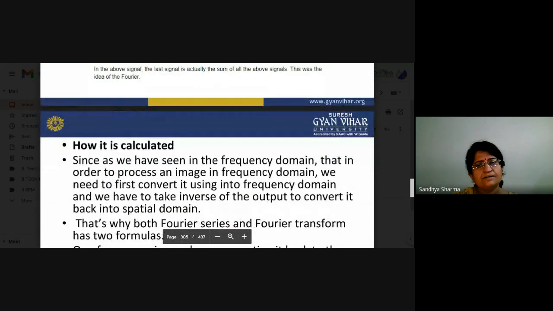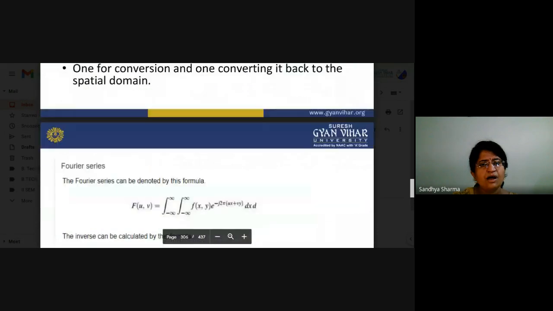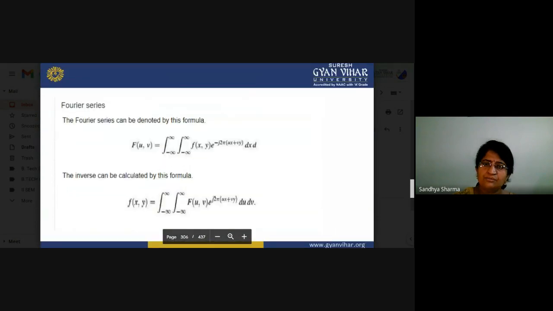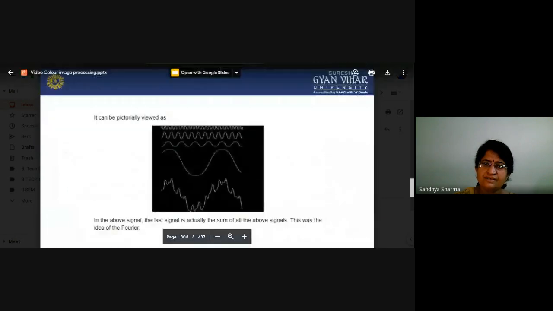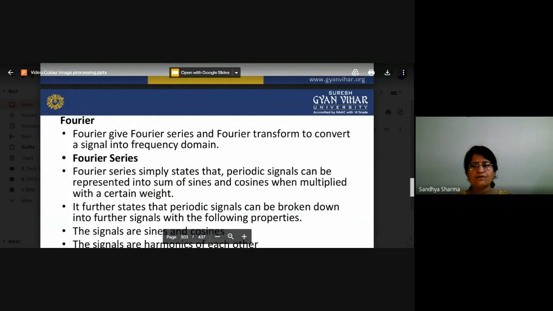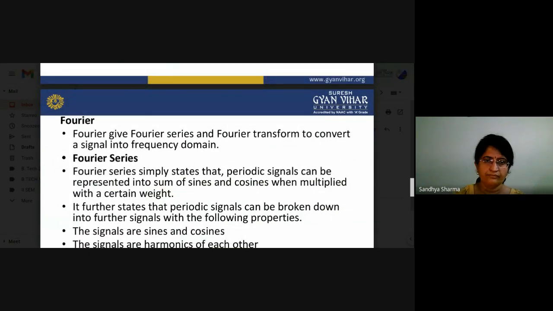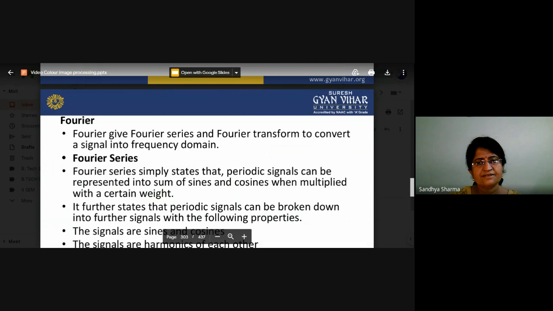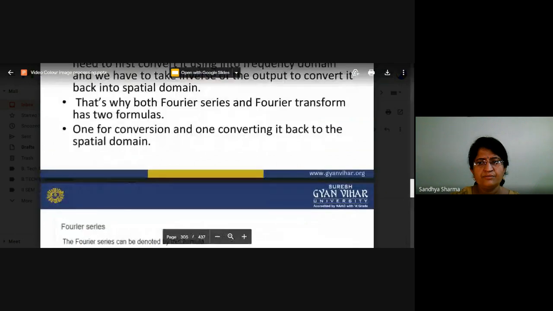Further, we have to discuss how it is calculated and what the basic equations of our Fourier series are, and there are the types of filters. Okay, we will discuss it in our next session. We will see some objective questions on that particular part.